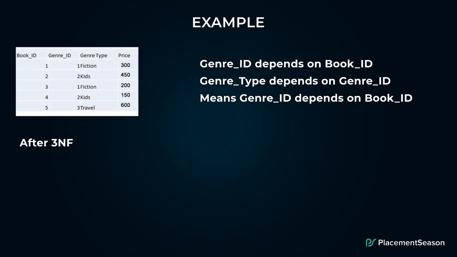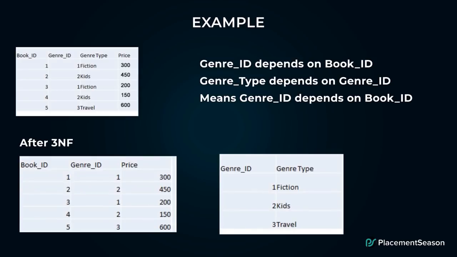So for the table to be in 3NF, this transitive dependency needs to be removed. So we will have two tables, one separately for genre ID and genre type, and another for book ID, genre ID, and price. So third normalization form is used to reduce the data duplication. It is also used to achieve the data integrity.